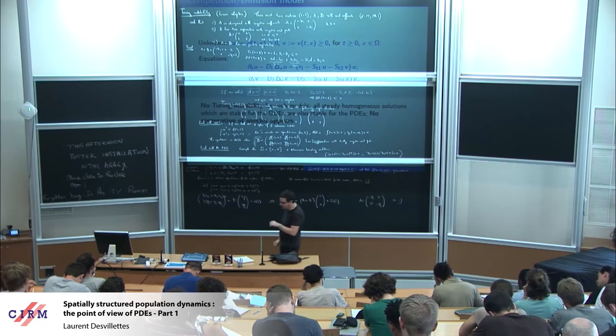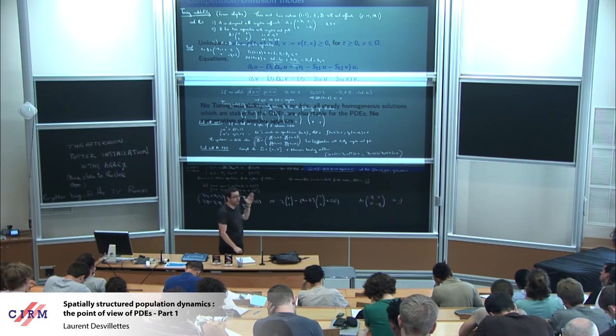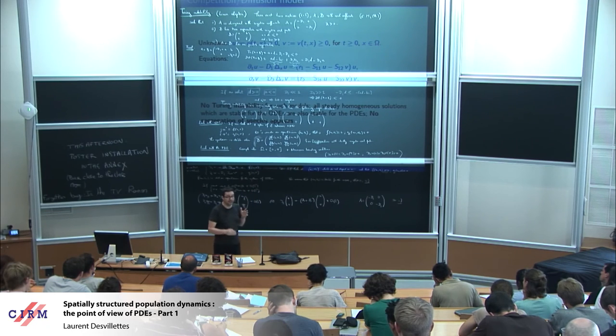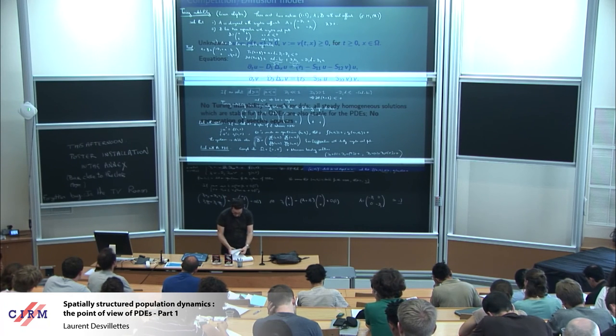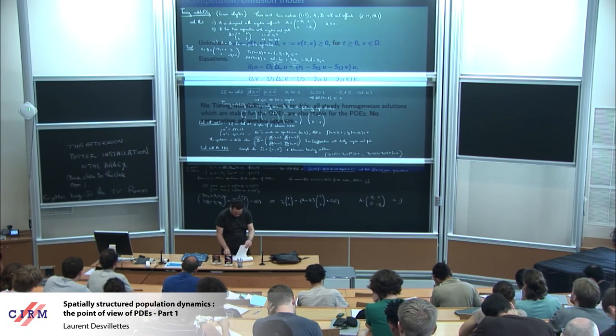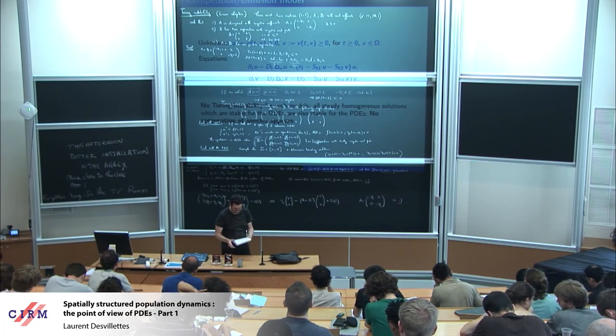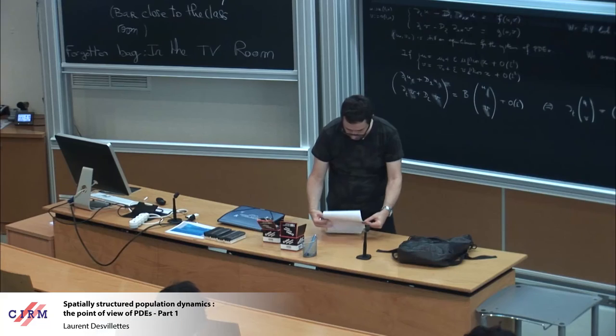Now, let me maybe explain what was written in my last slide. That is that when you have a competition structure, you never have Turing instability. So the reason for that is the following.